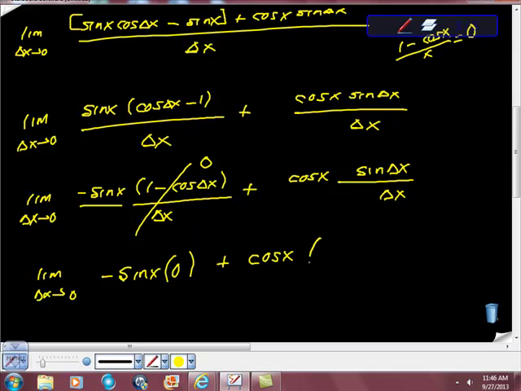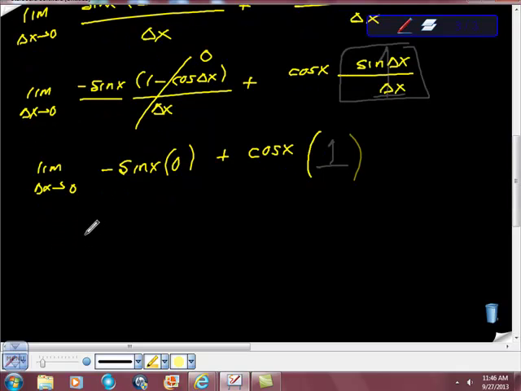cosine x times, and now I know the second rule. I'm going through all of these special trig derivative limits. I know, because my professor enlightened me, that sine of change in x over change in x is equal to 1. So this takes on a value of 1. Now I'm done, because I have d/dx of sine of x, which is where I started, is equal to cosine x.